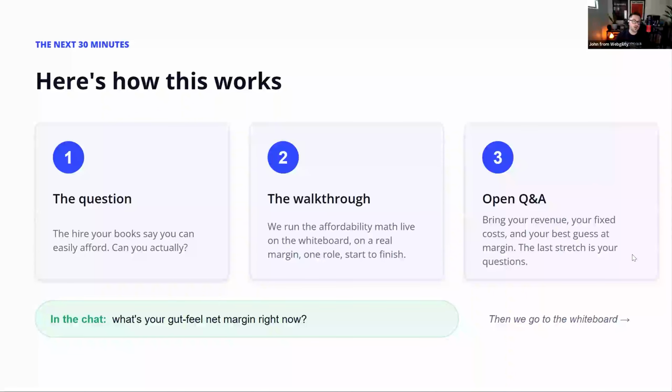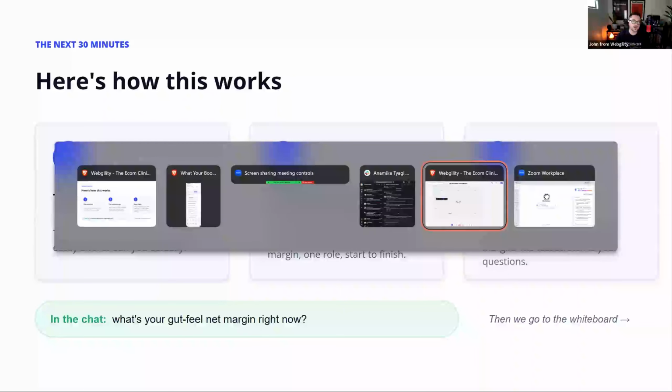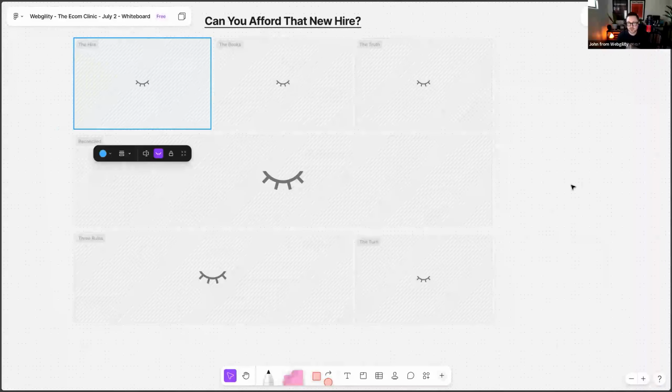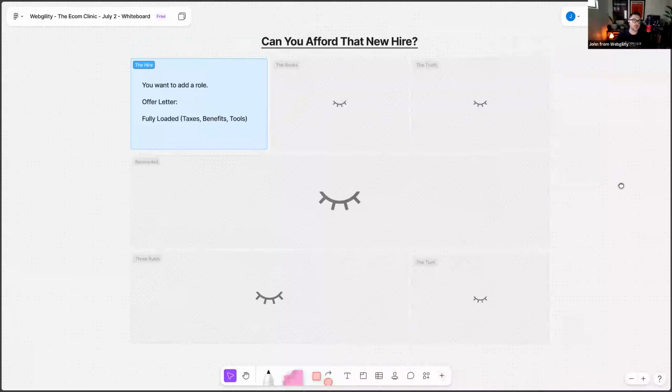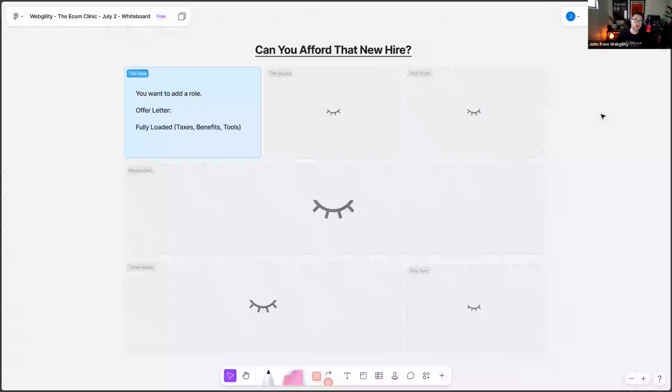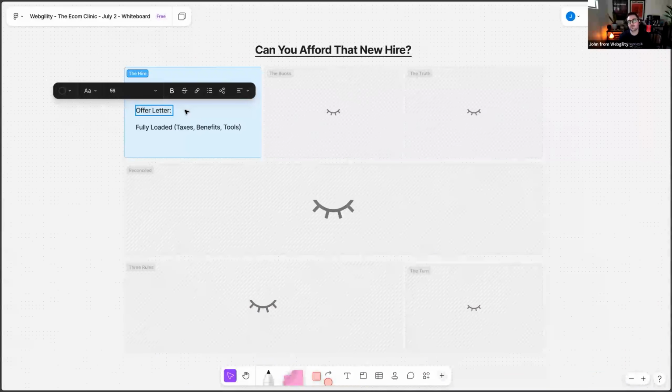All right, so we will hop on over to the whiteboard. As always, I did a little bit of groundwork to make sure the whiteboard is as easy flowing as possible. In 30 minutes, it's really hard to design a whole whiteboard and have you watch me type everything out. But we'll start with, can you afford that new hire? We'll start with the hire itself. Let's just say you wanted to add a role, and the offer letter that you have for that specific role is $3,500 a month.